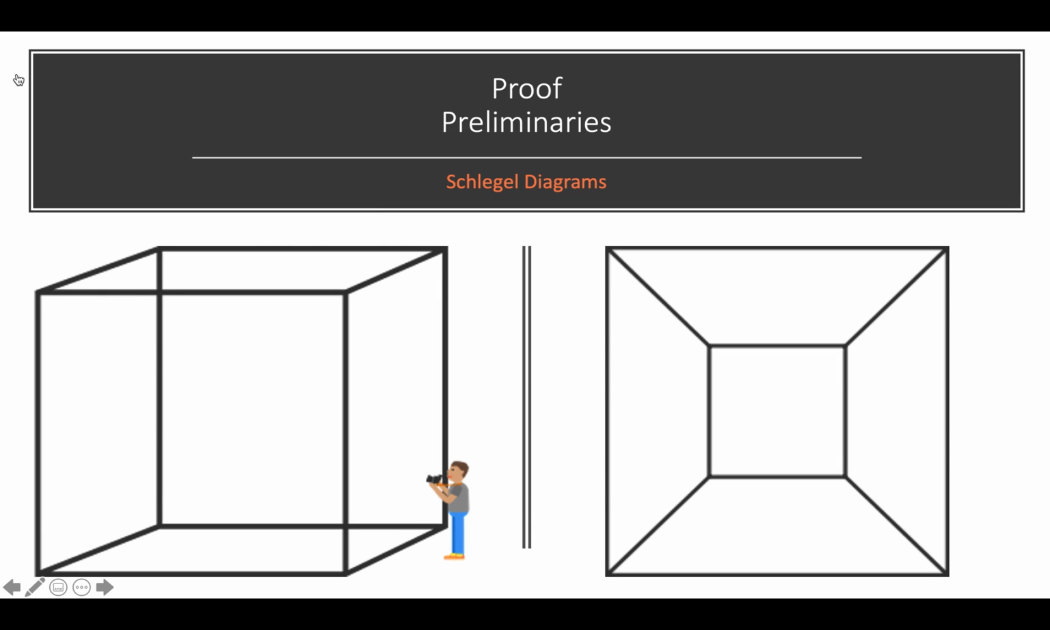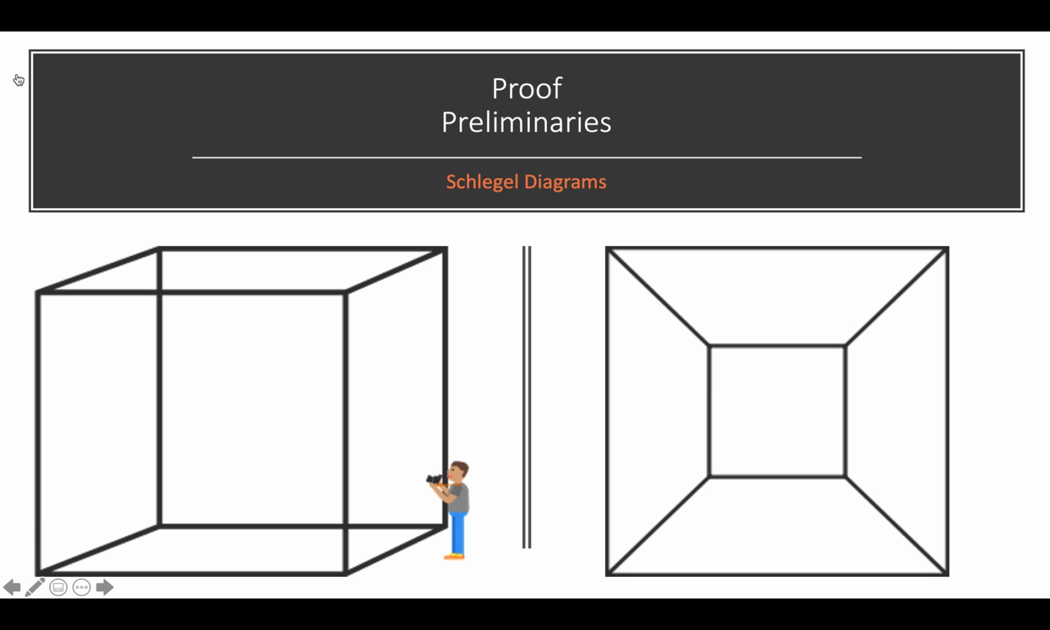Moving on to proof preliminaries, what we're going to need to know to dive into the proof for Euler's formula is something called Schlegel diagrams. You could think of a Schlegel diagram as what something would look like if you took a picture of a polyhedra in front of one of the faces. So on the left we have the picture of somebody taking a picture, and on the right we have the Schlegel diagram, what it would look like.